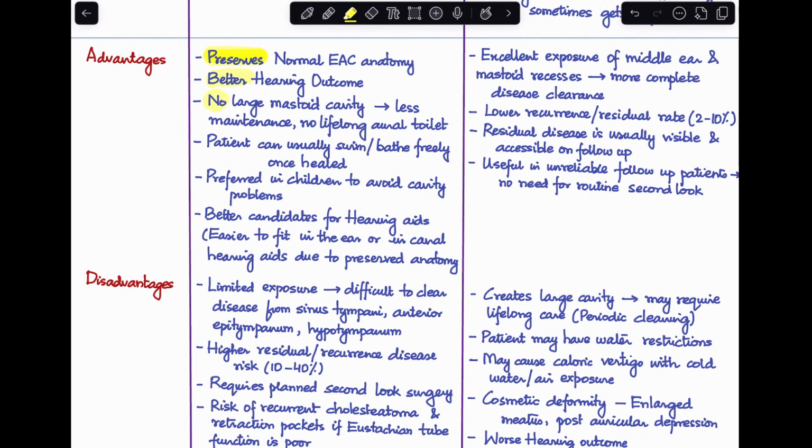And there is no large mastoid cavity, therefore less maintenance and no lifelong aural toileting required. Patient does not have any limitations in terms of swimming or bathing once the ear has healed. And this is also preferred in children so as to avoid any cavity problems. And lastly, they are also better candidates for hearing aids.